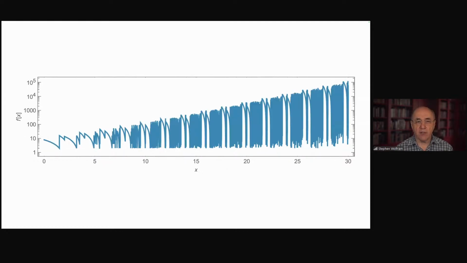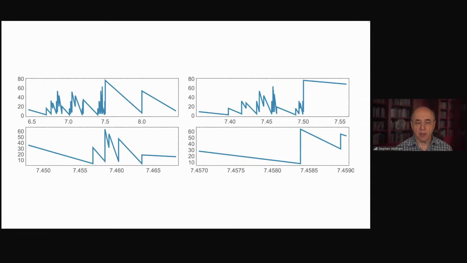So successively zooming in on one of the first regions of noise, we see that it ultimately consists just of a large number of straight segments. So this is now looking, zooming in by factors of 10, on a place where there's that initial noise. So what's going on here?